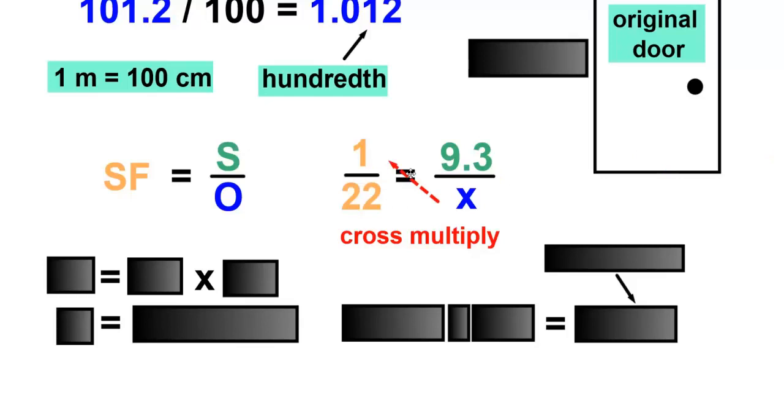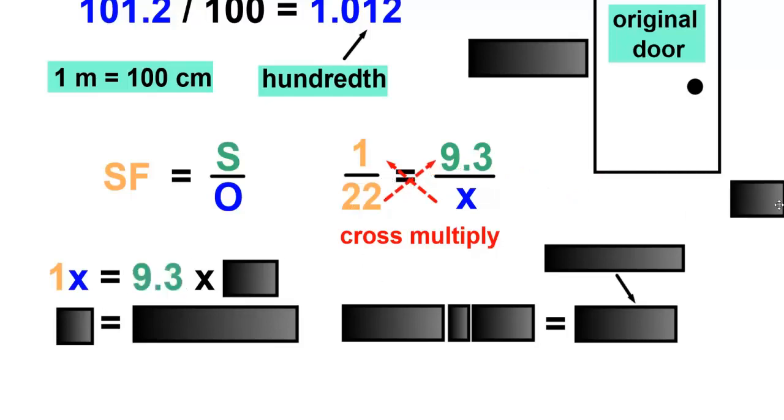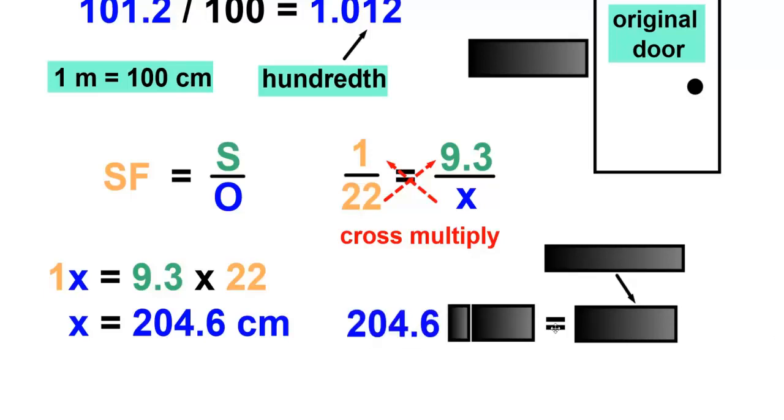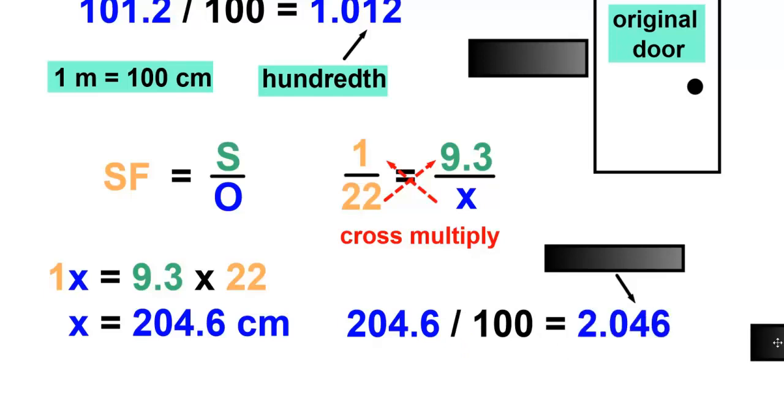Cross multiply. 1 times x equals 9.3 times 22. 1 times x can be written as x, and 9.3 times 22 is 204.6 centimeters. Again, we have to write our answer in meters, so take the 204.6 centimeters, divide it by 100, and that will give us 2.046 meters.